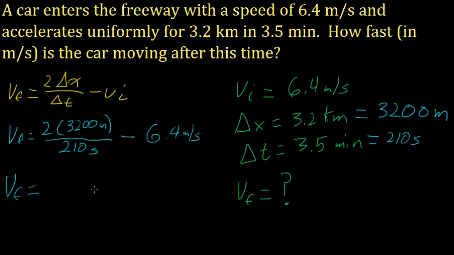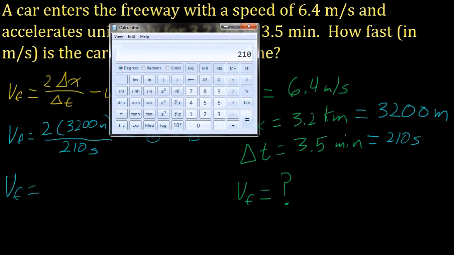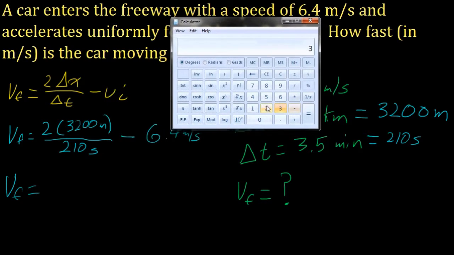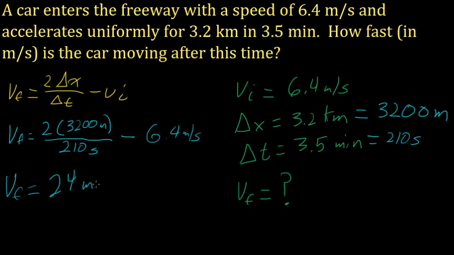So we actually get a velocity at the end that's going to be in meters per second. So let's crunch these numbers. 3,200 times 2 divided by 210 minus 6.4. So we end up with about in the neighborhood of 24 meters per second. And there's our answer. And I hope I didn't make a mistake. I'm sure you'll let me know about it if I did.